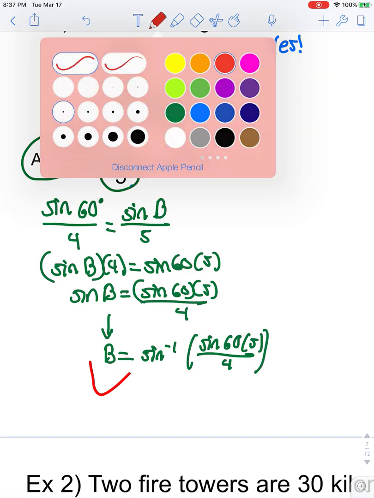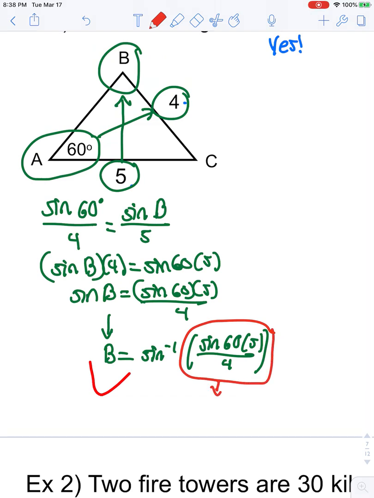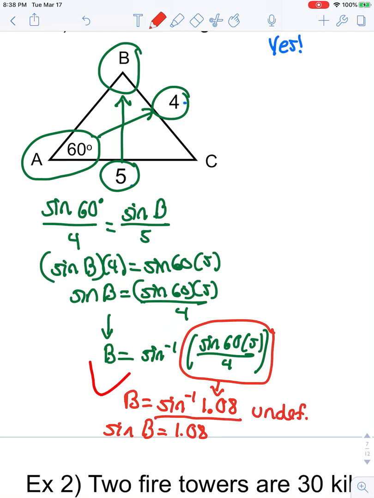This is going to be a lot to put in your calculator, so I would definitely say let's start by evaluating this part of it. Sine of 60 times 5 divided by 4, and we're going to get about 1.08. Now, anticipate what might happen when I try to do the inverse sine of 1.08. In other words, I want to know the sine of what angle will be 1.08. Now, if you're thinking about it, you're probably going to realize that when I try to put this in the calculator, it's going to give me an error message.